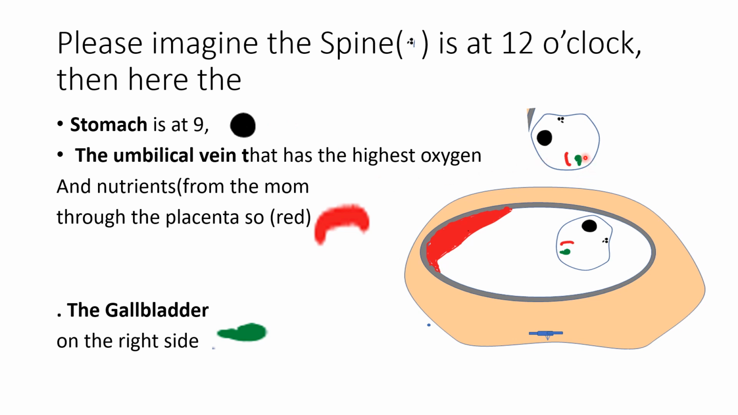The green one is the gallbladder. The gallbladder is at the right side, and the umbilical vein curves to the right side of the baby, and the back of that is toward the stomach. And this is the placenta, myometrium, and amniotic fluid, that actually on ultrasound is black, but here it is white.